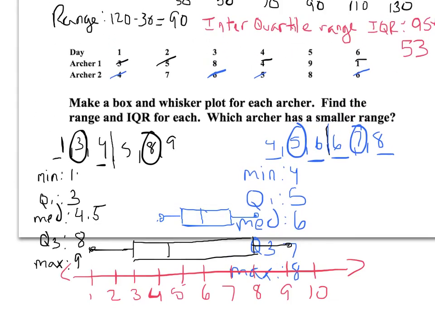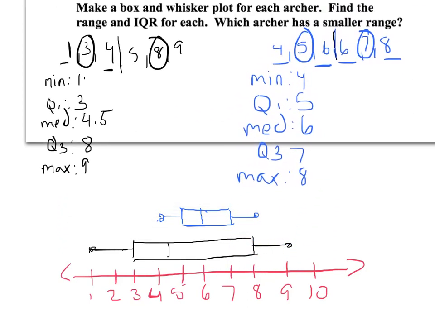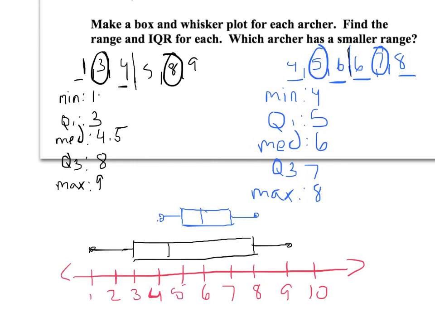Now let's go back up because there's more questions there. It says, make a box and whisker plot for each archer. Find the range and the IQR for each. Okay, so the range for this one, 9 minus 1 is 8. The range for this guy, 8 minus 4 is 4. So we can answer the second one, which has a smaller range: archer 2. And then the IQR for this guy, 8 minus 3 is 5. For archer 2, 7 minus 5 is 2. So not only does he have a smaller range, he also has a smaller IQR, interquartile range. So hopefully, guys, this makes some sense. Be ready to go tomorrow.